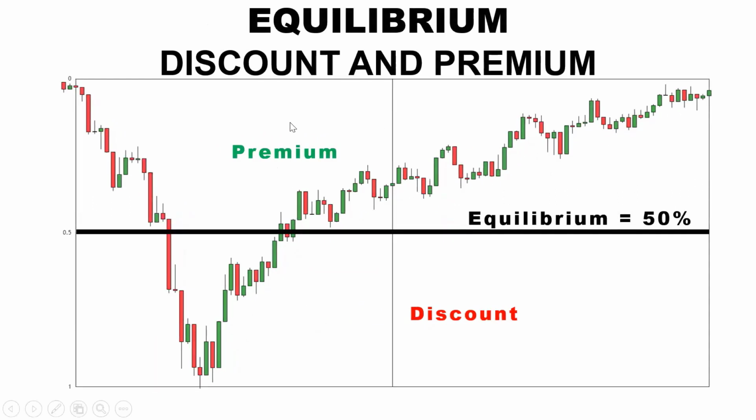So we have those three levels. We have the swing high and swing low. Between that, we have the 50%, which is created through the Gann box or the Fibonacci. So the equilibrium is at 50%. Below 50% is discount. Above 50% is premium.